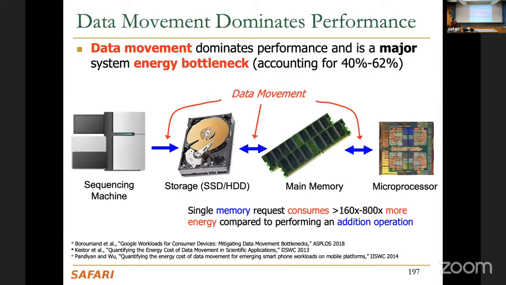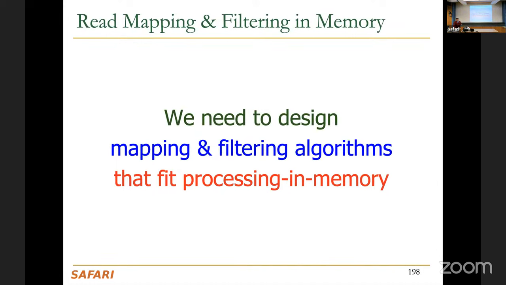So I guess this brings me also to another problem, which is the data movement problem. We see that data movement dominates the performance in many applications, and this is not an exception for genome analysis. So we need to design mapping and filtering algorithms that fit processing in memory, to minimize, even eliminate, the data movement overhead for these applications.